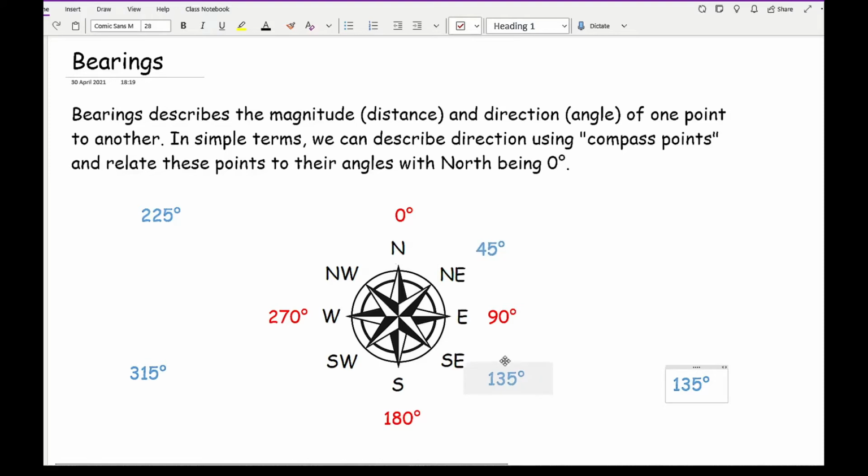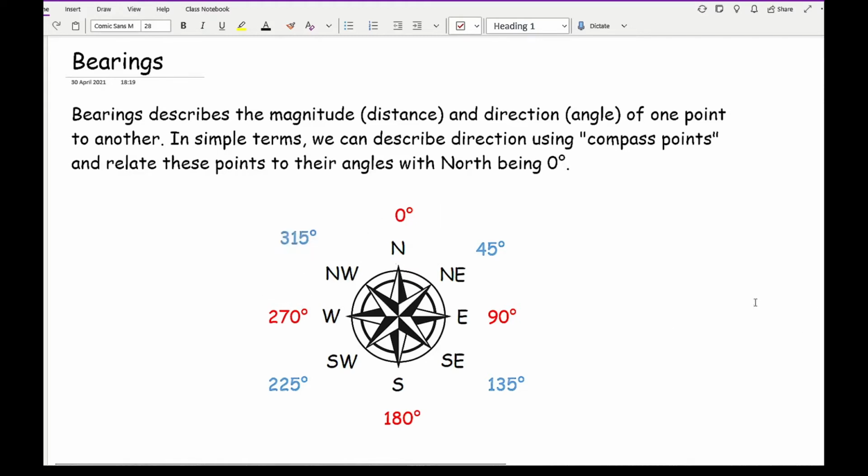Southeast would be 135, as that's between 90 and 180. Southwest would be 225, because that's a number that's between 180 and 270. And finally northwest would be 315 degrees, as that's between 360 and 270.